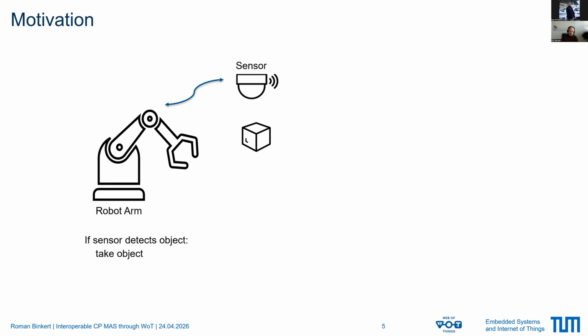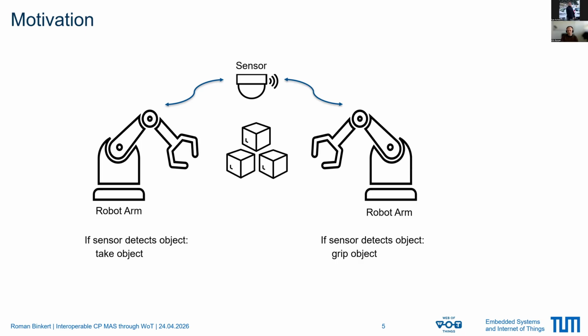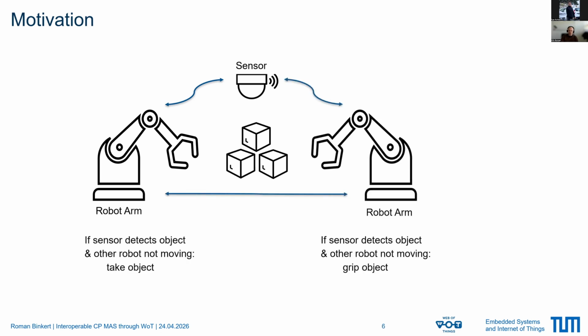And then we might have more than just one object, and we want to be a bit faster, so we might want to introduce another robot arm. And again, this robot arm also needs to contact the sensor, and once there is an object detected by the sensor, it wants to grip the object and then move it. And maybe this object is at the same pickup point, so the robot arms also need to communicate with each other to make sure that they do not clash into each other, or ask the other one if it's currently moving or not, and to ensure safety there.